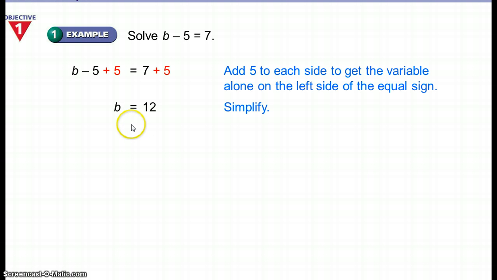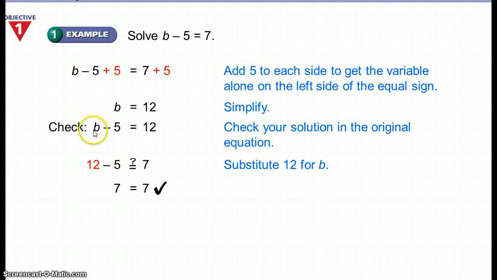So now if I want to check this, I can go back to my original equation, but instead of b, I'm going to substitute the 12 in. So when I take my b and put 12, which is my value for b, and I subtract 5, I want to get 7. So we check that and make sure it works. And 12 minus 5 is 7. So we have found the correct value for our variable b.